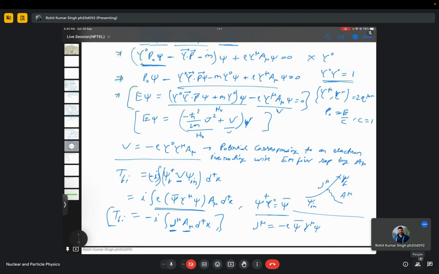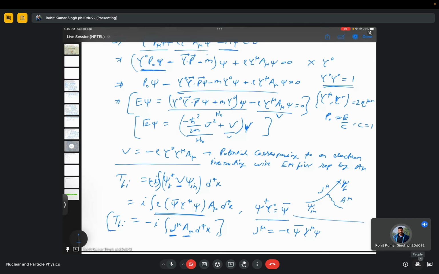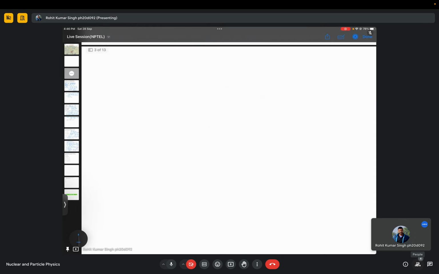Now this is interesting, and this A mu can be found as a function of another current produced by the source electron. So for example, you have an electron 1, e1, which, as I mentioned, is represented by wave function psi in, and it is interacting with an electromagnetic field A mu, and out goes the final wave function psi f.